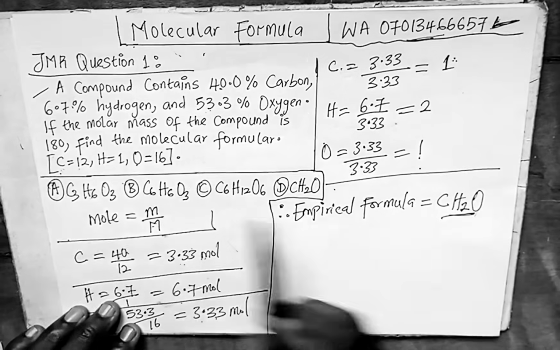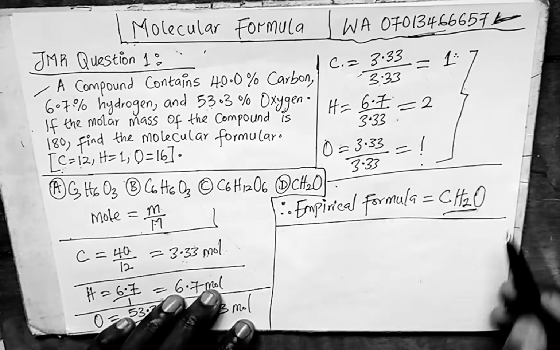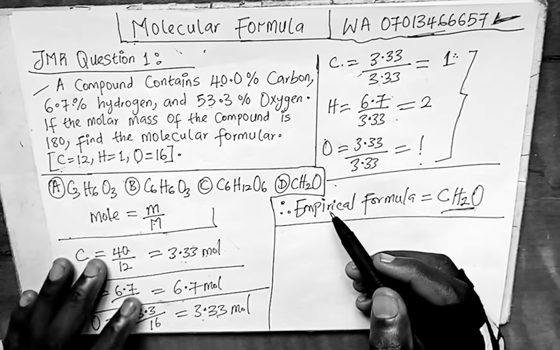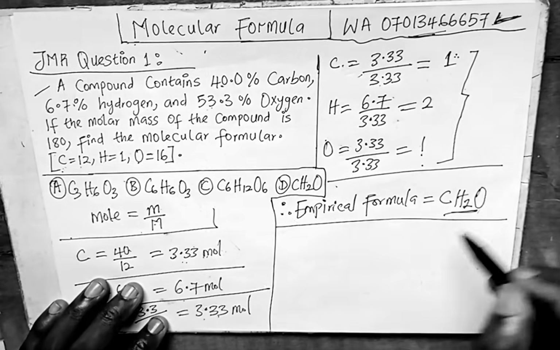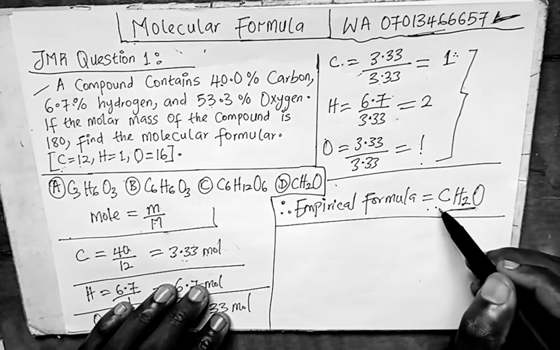So this is the empirical formula. Remember, it's the molecular formula they say we should find. Since we have gotten the empirical formula, now is the time to calculate the molecular formula. To calculate the molecular formula, we have to find the mass of the empirical formula.